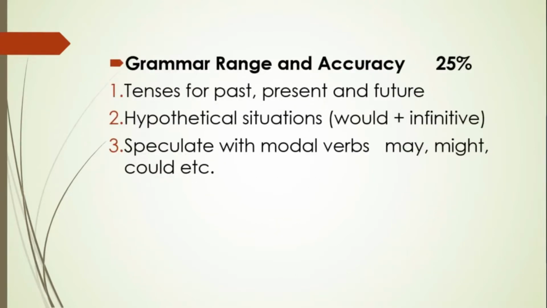The next is your grammar range and accuracy. So the tenses you use for the past, present, and future. Hypothetical situations, would plus infinitive, like I would like to travel, I would like to do something. And speculating with modal verbs using may, might, could, etc. So your grammar range, how much grammar you know, you are also judged based on that.